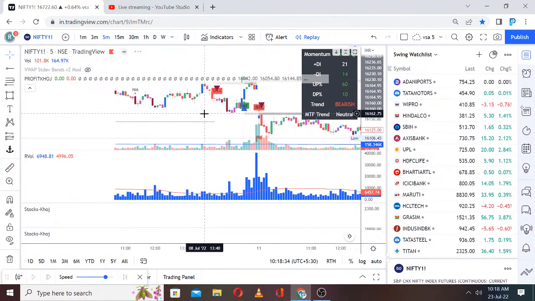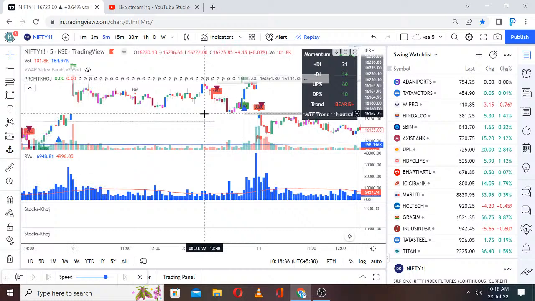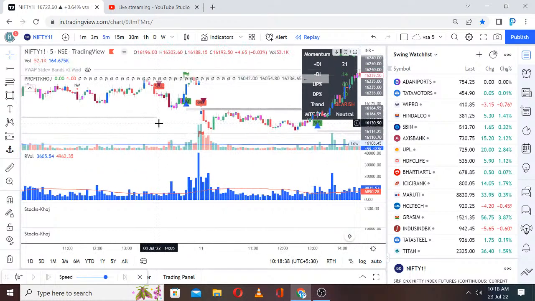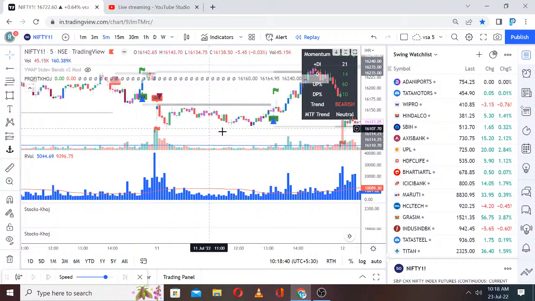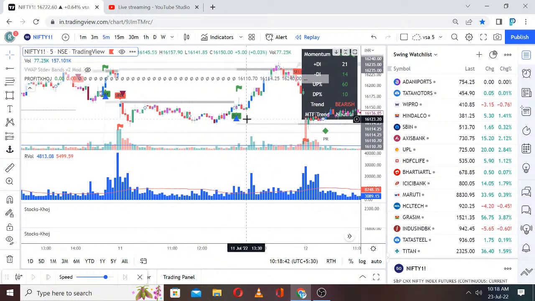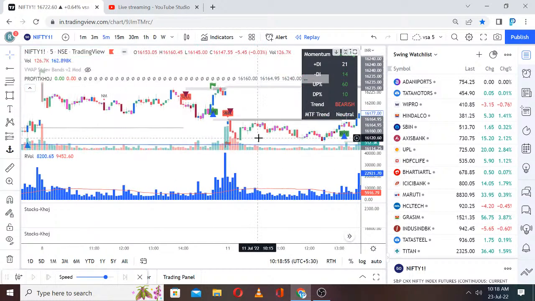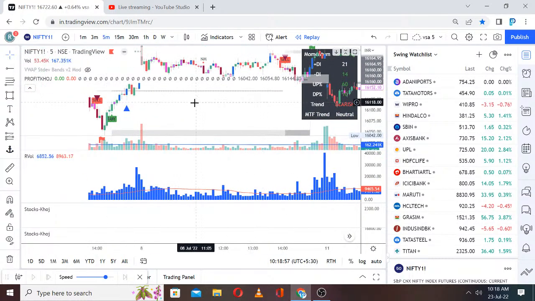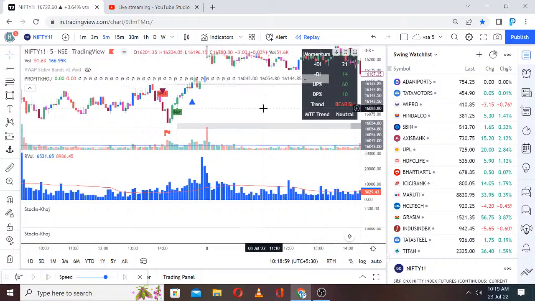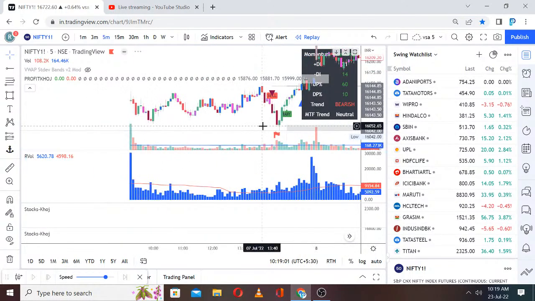It cannot be totally black and white. You have to make some assumption about how the candle is closing. That is also important. If there is selling in this, it will not be closing on the top. So do not just judge by the volume. The volume will help.